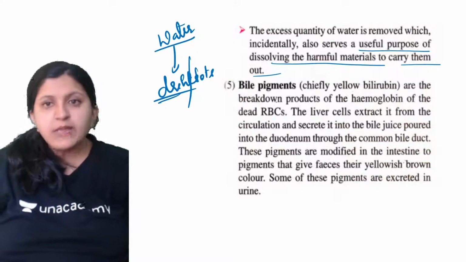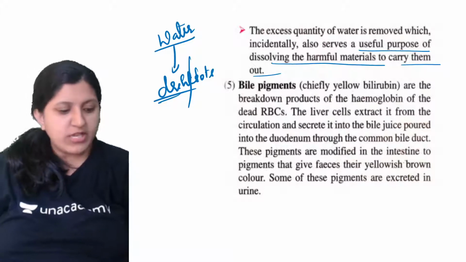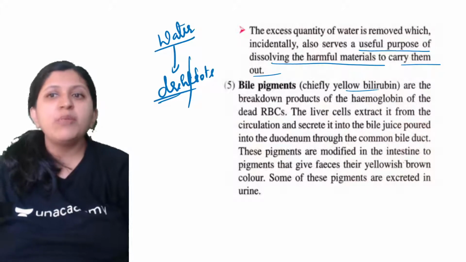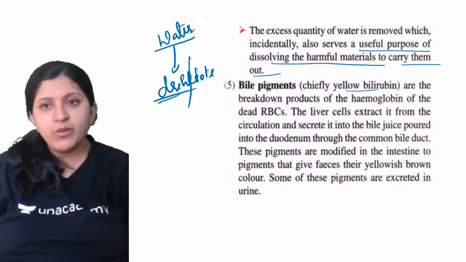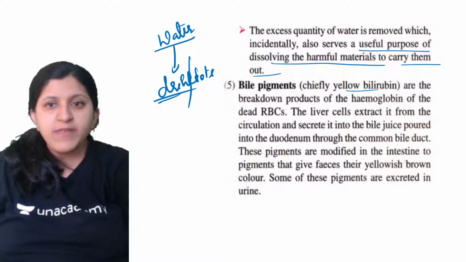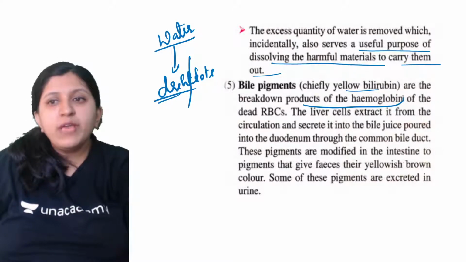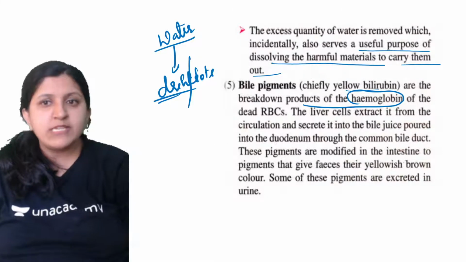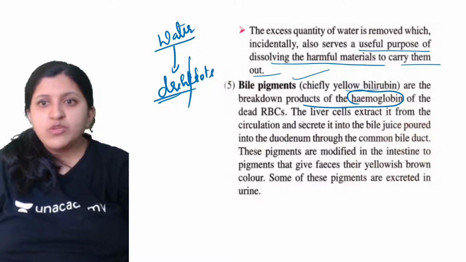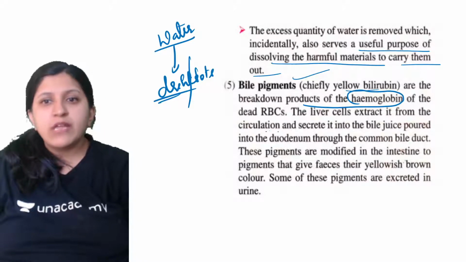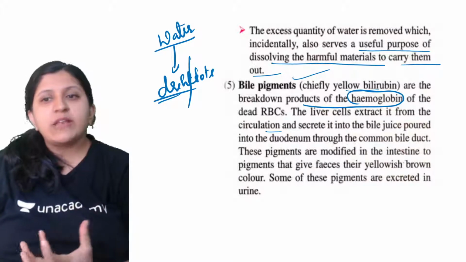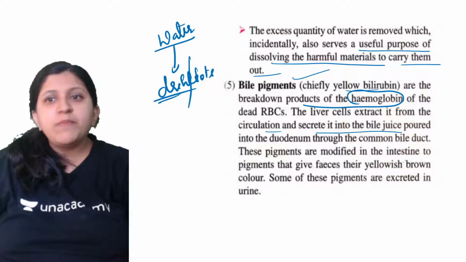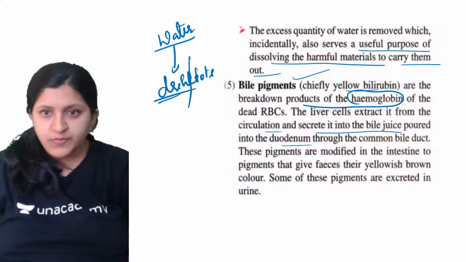Other than that, there are the bile pigments, chiefly the yellow bilirubin. Bile pigments can be bilirubin or biliverdin, and mainly bilirubin are the breakdown products of hemoglobin. When hemoglobin is broken down, that is from dead RBC, we get a bile juice. The liver cells extract it from the circulation and secrete it into the bile juice poured into the duodenum.